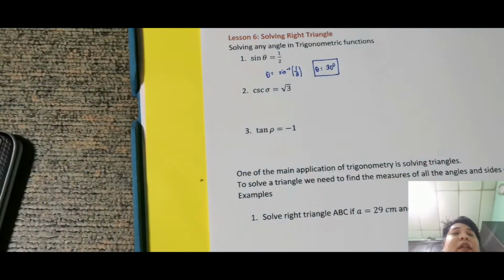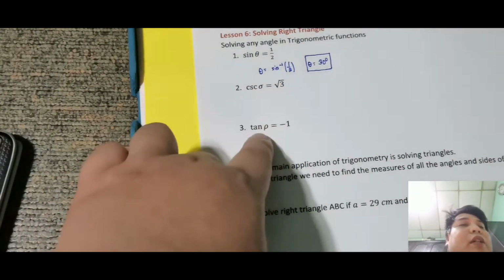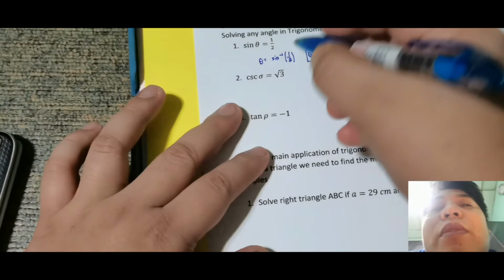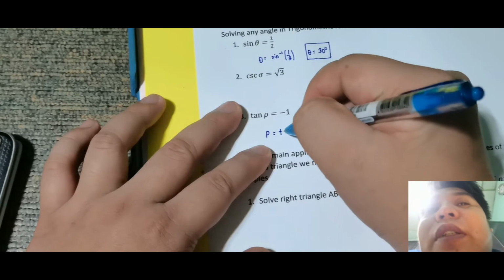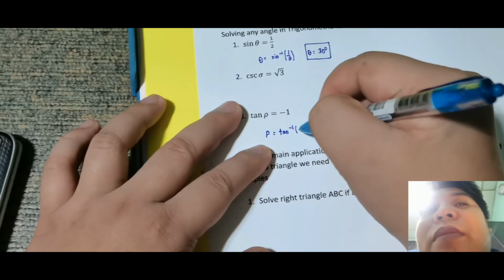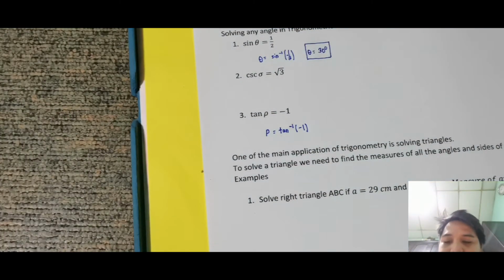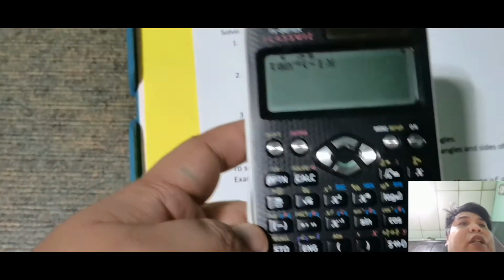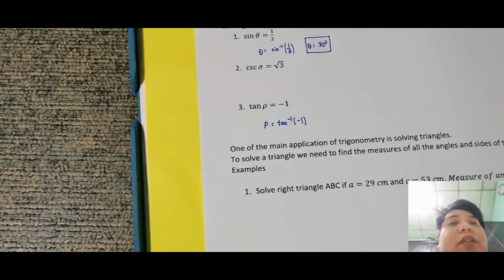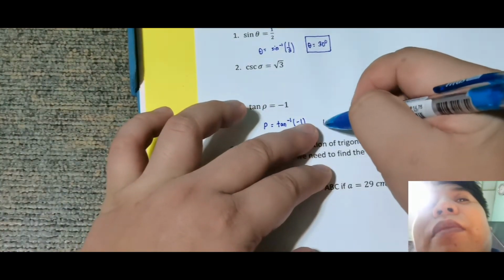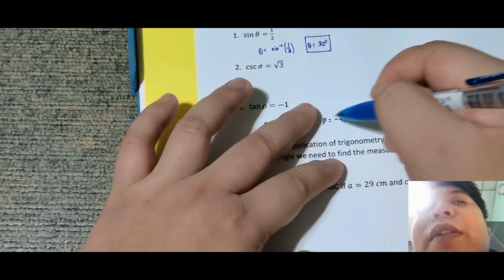Okay, next, hindi ko muna unahin si 2, unahin ko muna si 3. Hanapin naman natin si rho. How to find rho? Rho is equal to arc tangent of negative 1. Let us check kung may value ba yung arc tangent na yan. Arc tangent negative 1, check sa calcu, the value is negative 45 degrees. Tandaan, kung ano lumabas sa value ay sasagot natin. So the value of rho is negative 45 degrees.